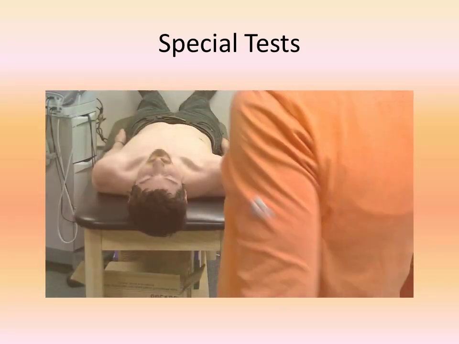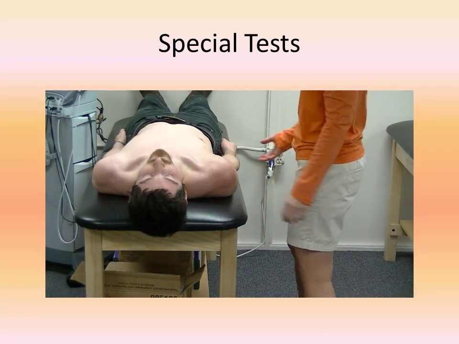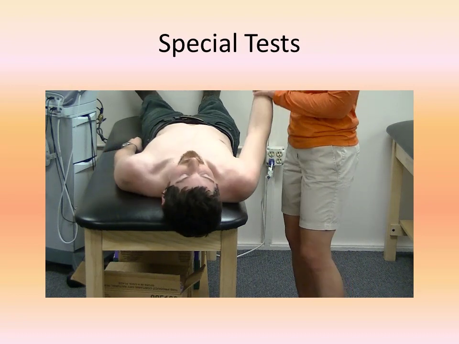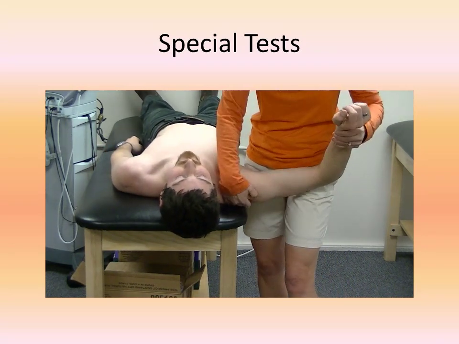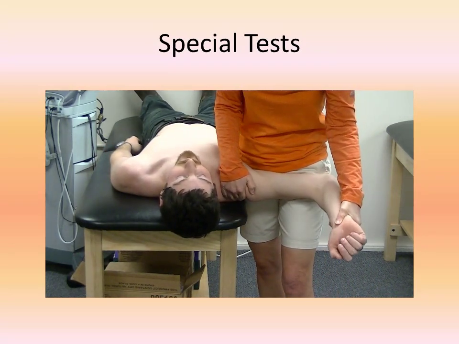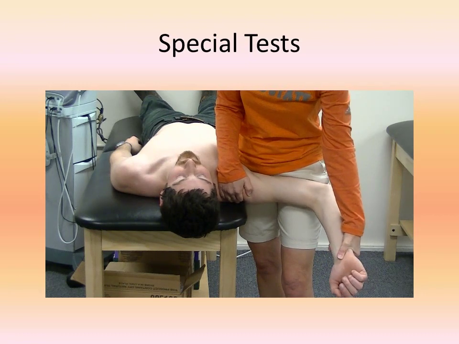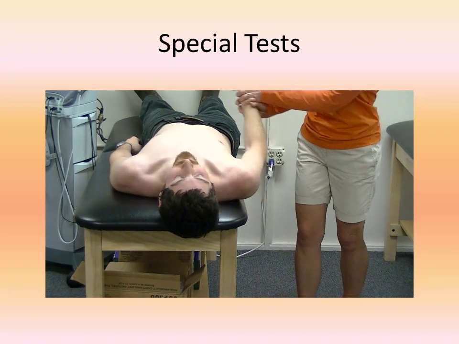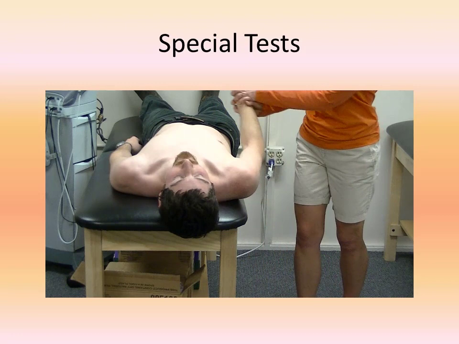There are several different special tests that can be performed. The apprehension test consists of the patient lying supine and the arm being placed in that abduction external rotation position. We are simply moving the shoulder through that range of motion and watching for the person's reaction to see whether or not the patient feels like the shoulder is going to sublux from the joint.